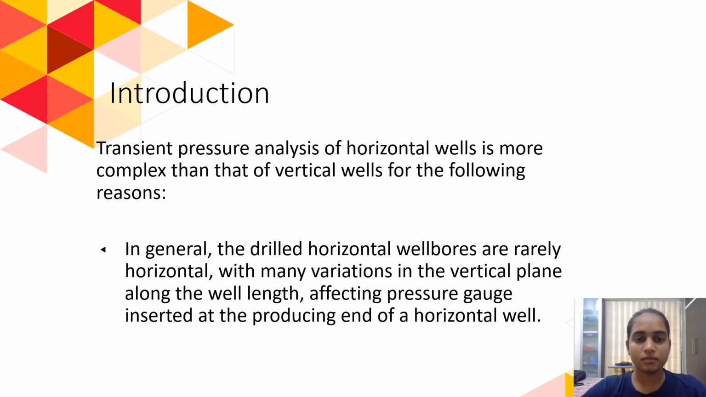Now let us start with the introduction. Transient pressure analysis of horizontal wells is more complex than that of vertical wells for the following reasons. First and most important being that the drilled horizontal wellbores are rarely horizontal, with many variations in a vertical plane along the well length, affecting pressure gauge inserted in the producing end of a horizontal well.